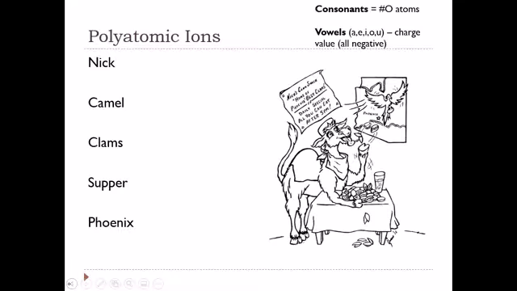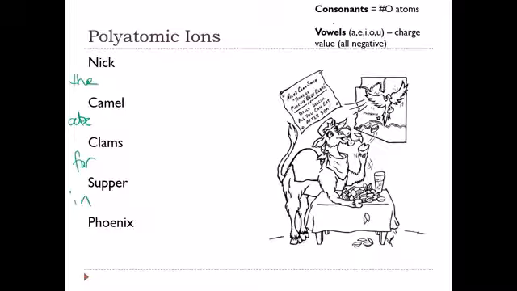What I use is Nick the Camel, a mnemonic or memory aid. Nick the Camel ate clams for supper in Phoenix. So we look at these words: Nick, camel, clams, supper, Phoenix. The number of consonants is equal to the number of oxygen atoms. And the first letter or letters of the word helps us to know which element.